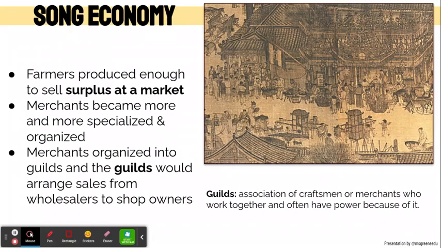And so that was the case in the Song Dynasty. Merchants also became more specialized and organized. So they had just a ton of new products that were being produced. Merchants became organized into guilds, and the guilds would arrange sales. Guilds are just groups of craftspeople or merchants who work together and build up their own power. Often they're people who produce the same thing. So like people who are all blacksmiths form a guild, and they work together to improve their industry.